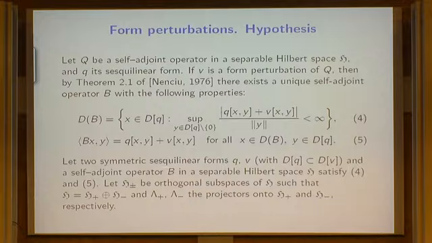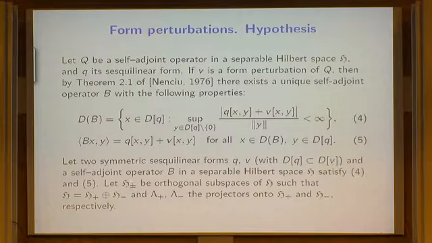And so let two symmetric sesquilinear forms Q and B be such that the form domain of Q is contained in the one for B, and the self-adjoint operator B in a separable Hilbert space H satisfies these two conditions 4 and 5. Actually, we will not need more than these two formulae. So you can think of operators constructed as form perturbations of something. Then the argument about what Nancy did applies. Or you can just think that you have two quadratic forms and an operator B with these two properties. So it corresponds to the form sum of the original objects.